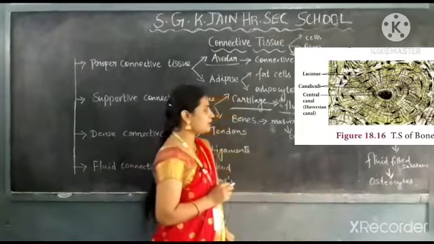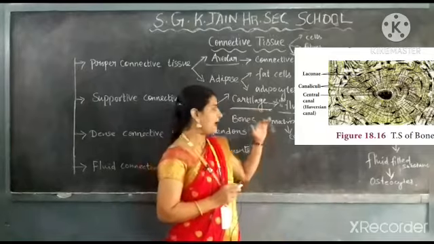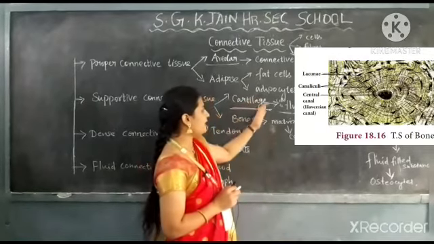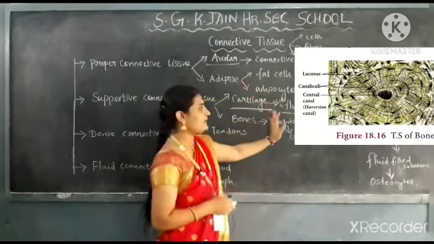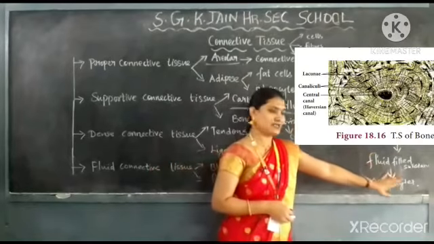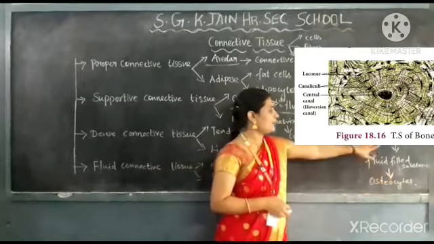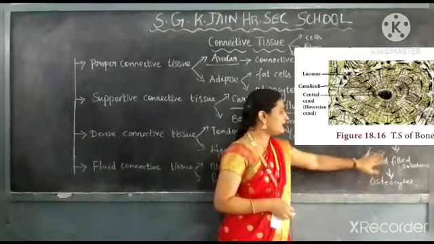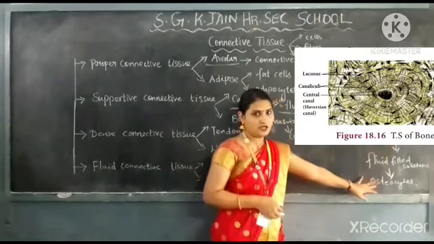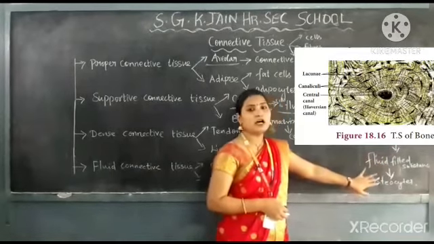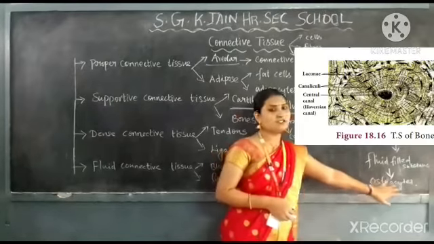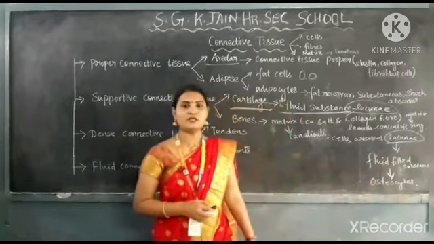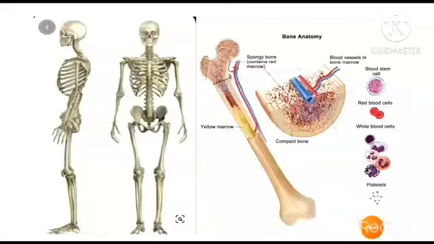So the cells are present in the lacuna. As I told you already for the cartilage, the lacuna is a fluid-filled substance in which the cells are present. The cells of the bones are called osteocytes.